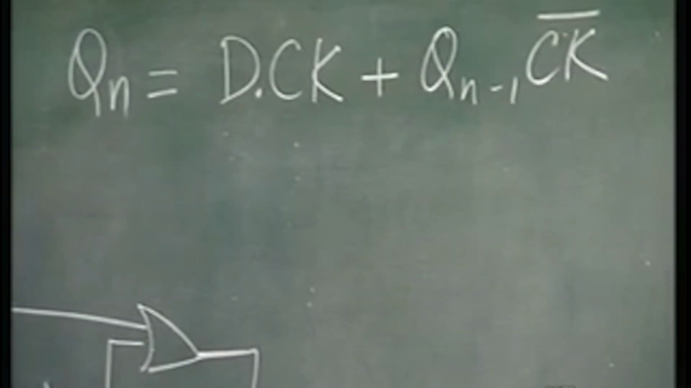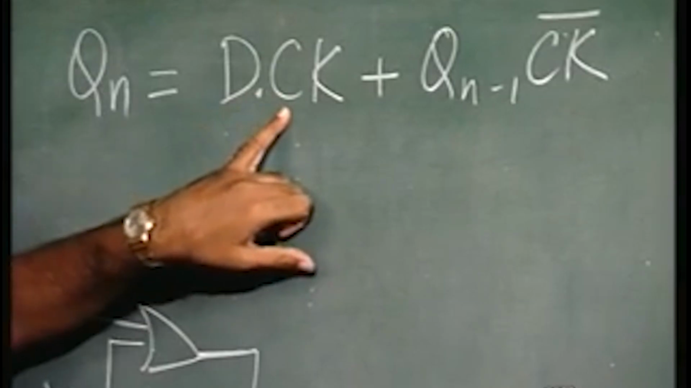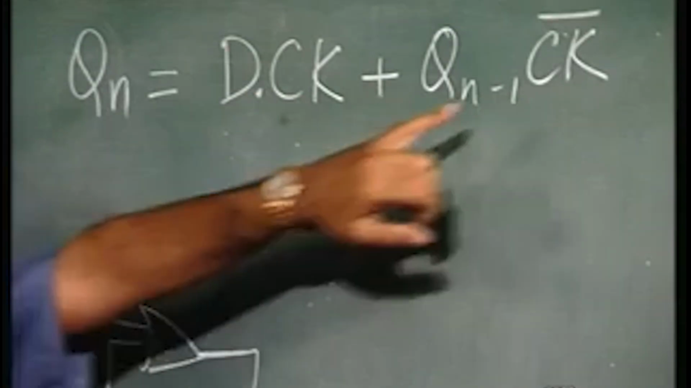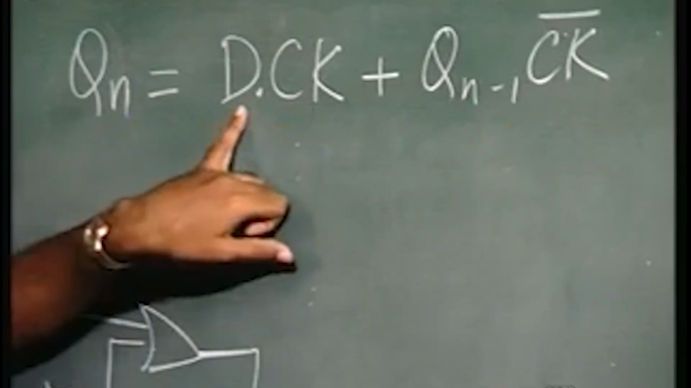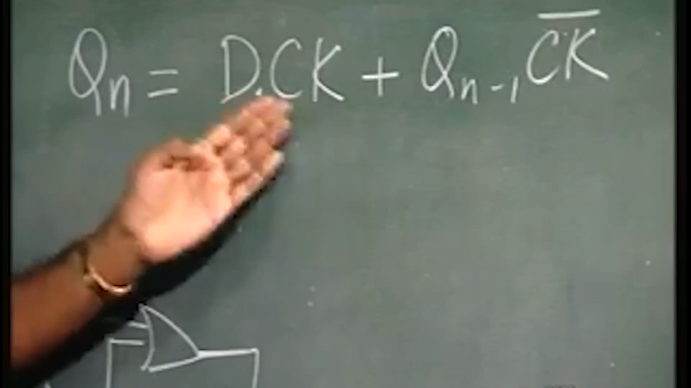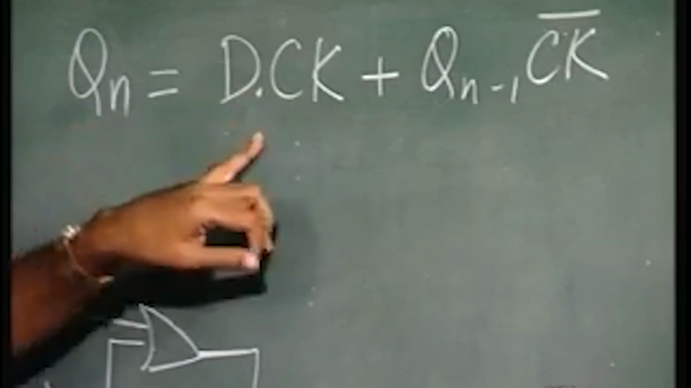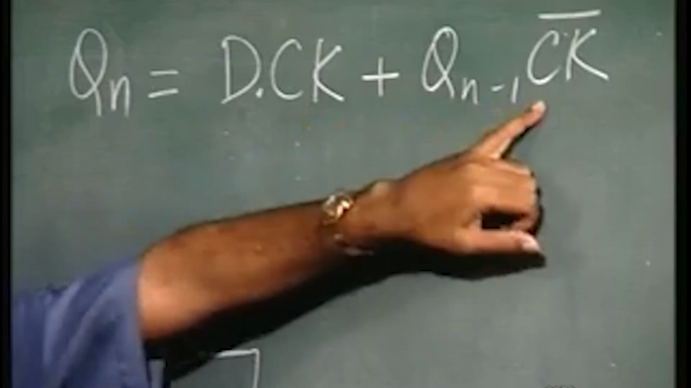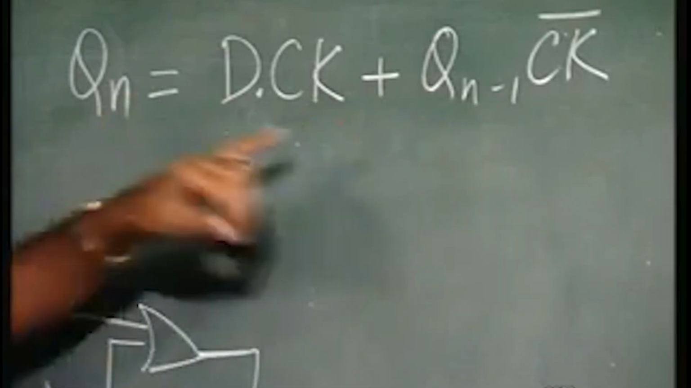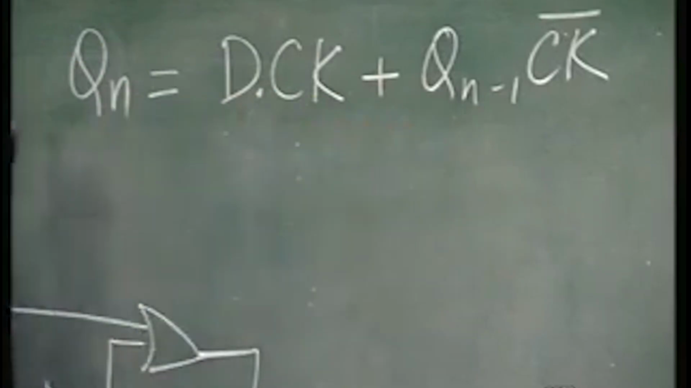That is, when the clock is high, that is clock is 1, clock bar is obviously 0. So, when clock is high, Qn is equal to D. Whatever is the D input is the same as Qn, and when clock is low, that is clock is 0, clock bar is high, then whatever is the Qn minus 1 is the same, Qn is equal to Qn minus 1, that is, the previous value of the output is passed on, the previous output is retained.